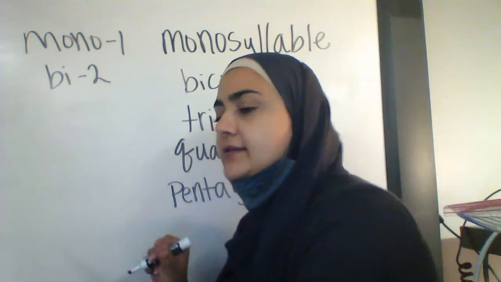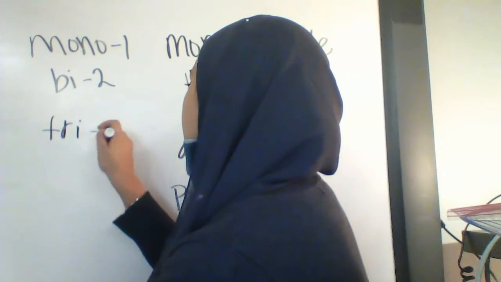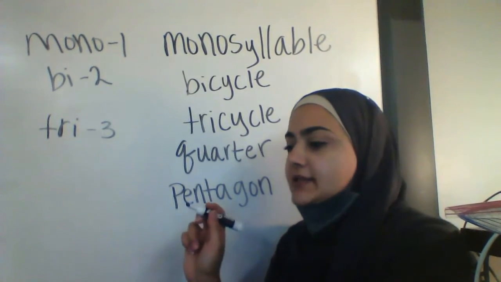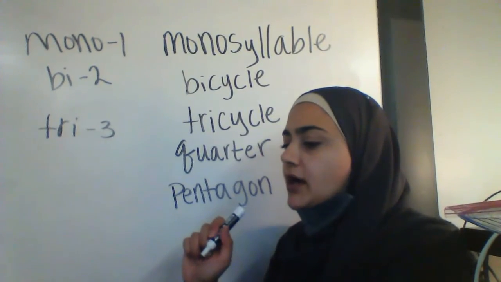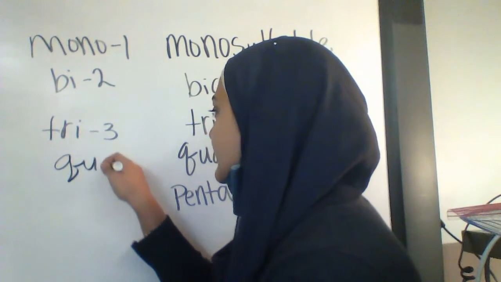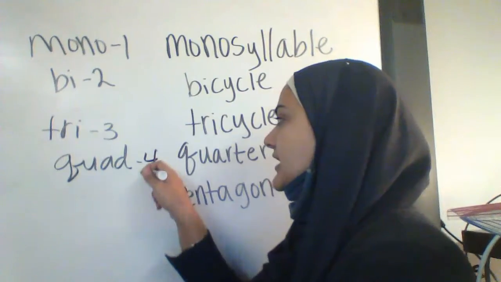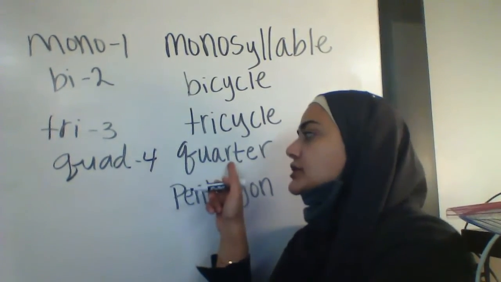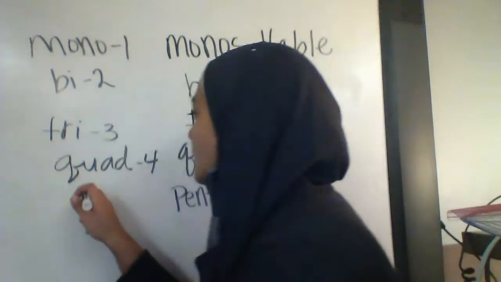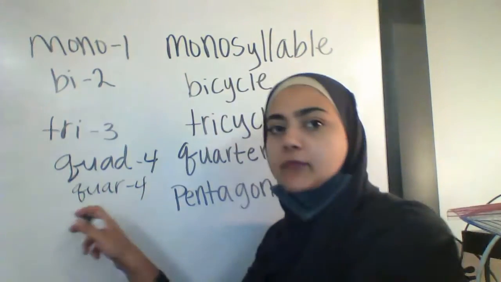How about tri? Three, like tricycle. What else starts with tri? Trigraph. That's three. What else? Triangle, three sides. So tri means three. How about quad? Four. Very good. Four sides. Quadrilateral. So quar or quad means four. It could be quar, Q-U-A-R, like in quarter. It could be quad, Q-U-A-D. They both mean four. Okay?